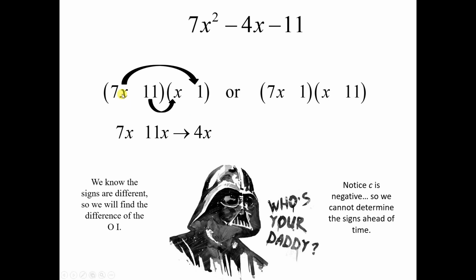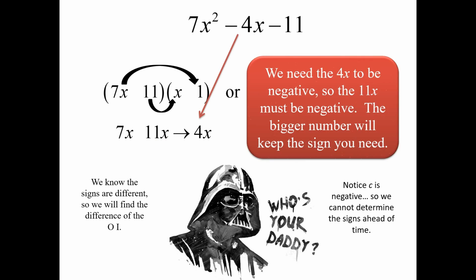All right, so when we do this one here, 7 and 1 and 11 and 1, well, the difference of those is 4. And over here, the difference is 76. Well, we need 4, but we need 4 to be negative, so the 11 is going to be negative, and the 1 is going to be positive. And there's not really a shortcut for this. You just got to take your time and figure it out.